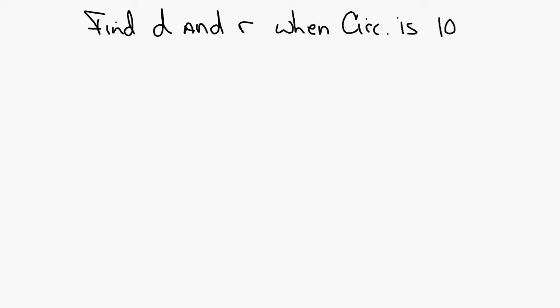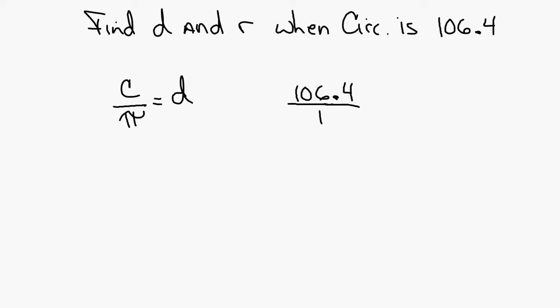So it's a substitution problem, right? We just said that the circumference divided by pi equals the diameter. So the circumference is 106.4. So 106.4 divided by the pi button in your calculator equals the diameter. So take your calculator and do that division, and use the pi button. And do your rounding on your last step. So 106.4 divided by pi button equals, you should get 33.868.